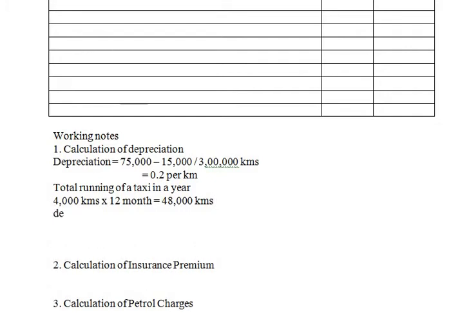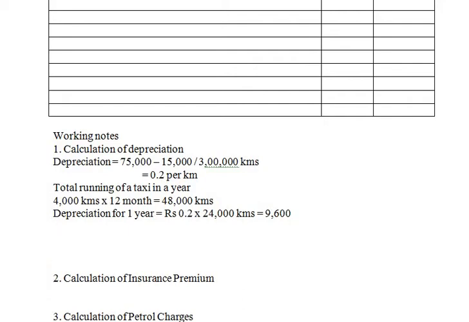So depreciation for 1 year is equal to rupees 0.2 into 48,000 kilometers, which will be equal to 9,600. Now 9,600 is for only one taxi.